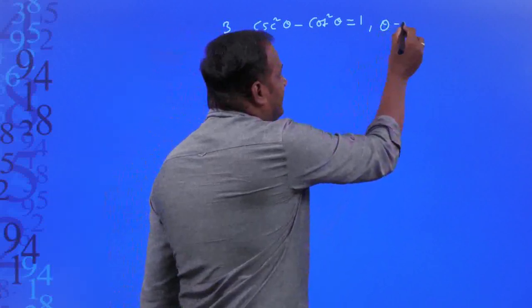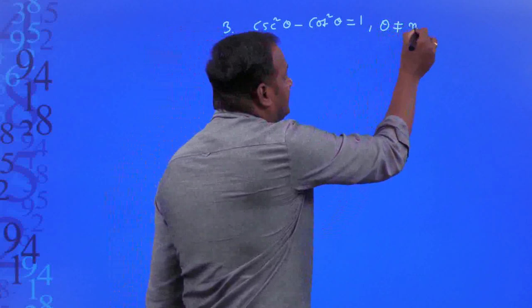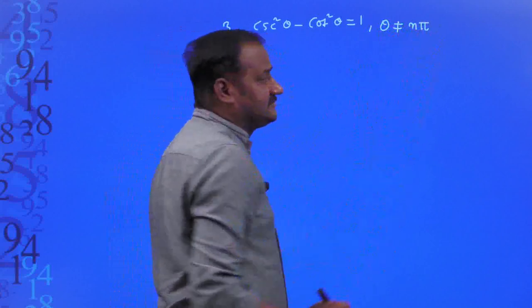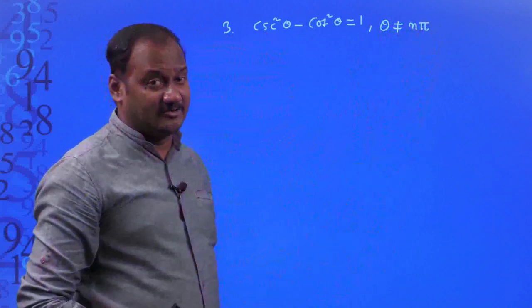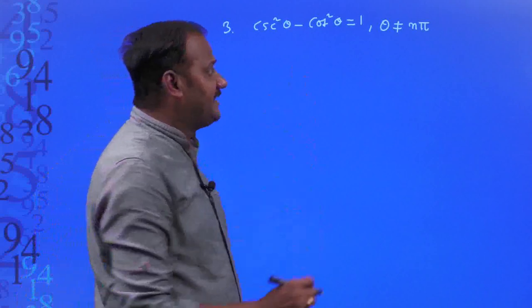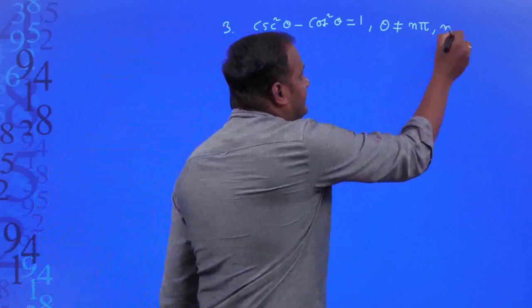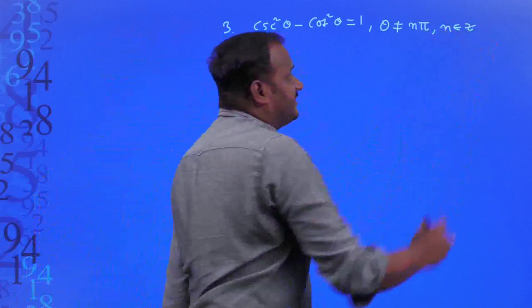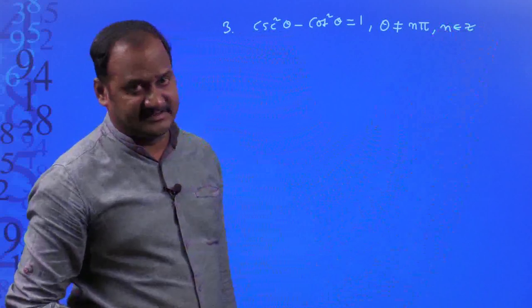Theta cannot be equal to multiples of pi. What is that pi? Pi radians is equal to 180 degrees. So, any multiple of pi, where n is any integer. It could be either a positive integer or a negative integer, right?